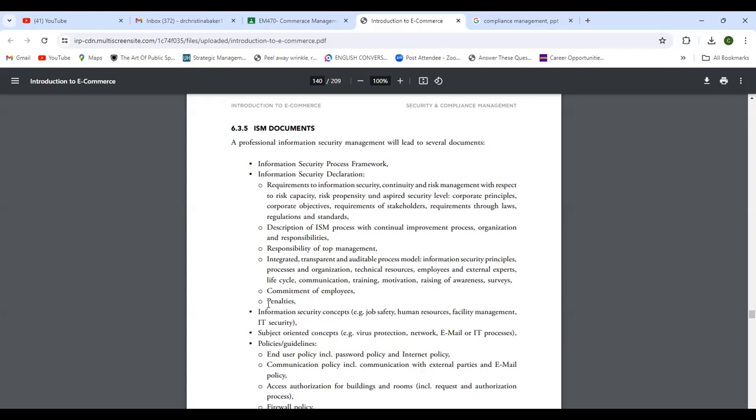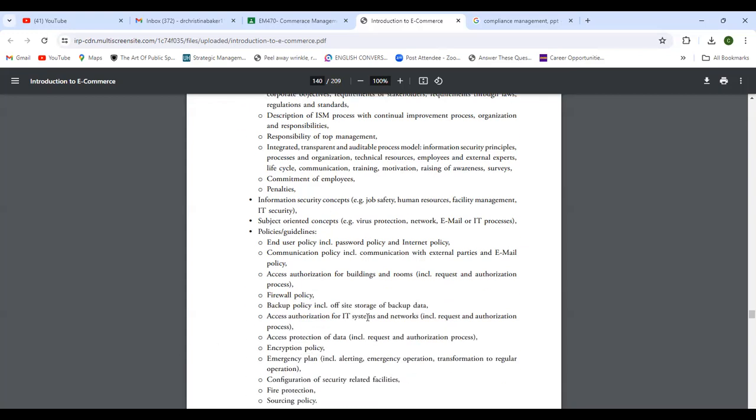Description of ISM process and continual improvement process, organization and responsibilities, responsibility of top management, integrated, transparent, auditable process model, information security principles, processes and organization, technical resources, employees and external experts, life cycle, communication, training, motivation, raising awareness, surveys, and commitment of employees, penalties, information security concepts, job safety, human resources, facility management, IT security, subject-oriented concepts, virus protection, network, email, and IT processes.